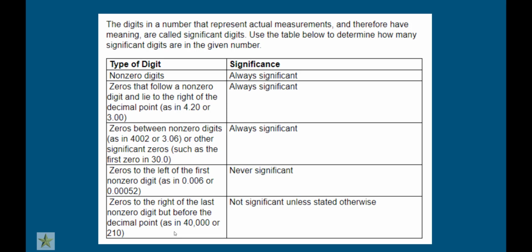The important thing to remember in the first 2 rows is that the zeros lie between non-zero digits, or they are to the right of non-zero digits. Because this 0.20 was left remaining here, this is probably signifying that it was rounded. It may have been something like 4.196. These are significant when the zeros have these 2 cases. If the zeros are acting more as a placeholder, 0.006 or 40,000, those zeros are not significant.